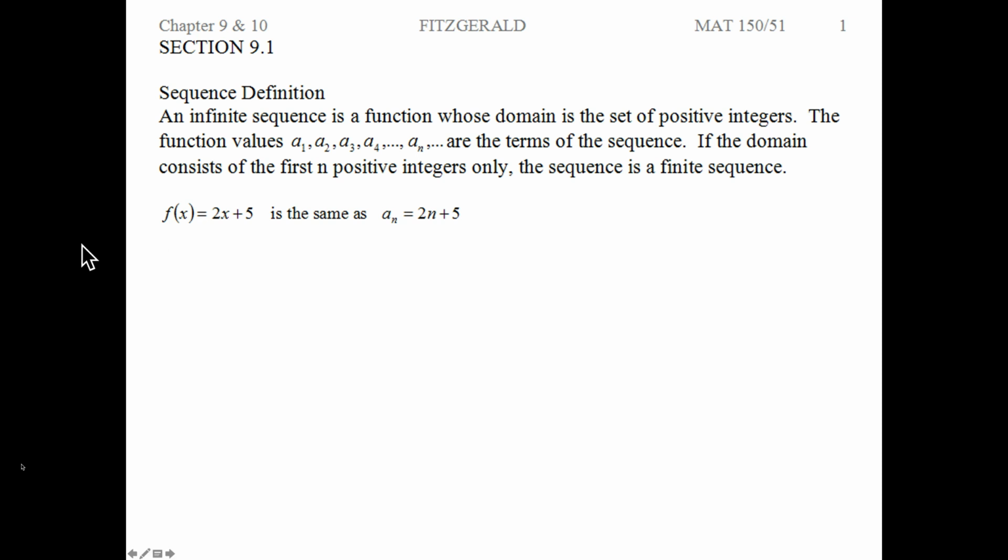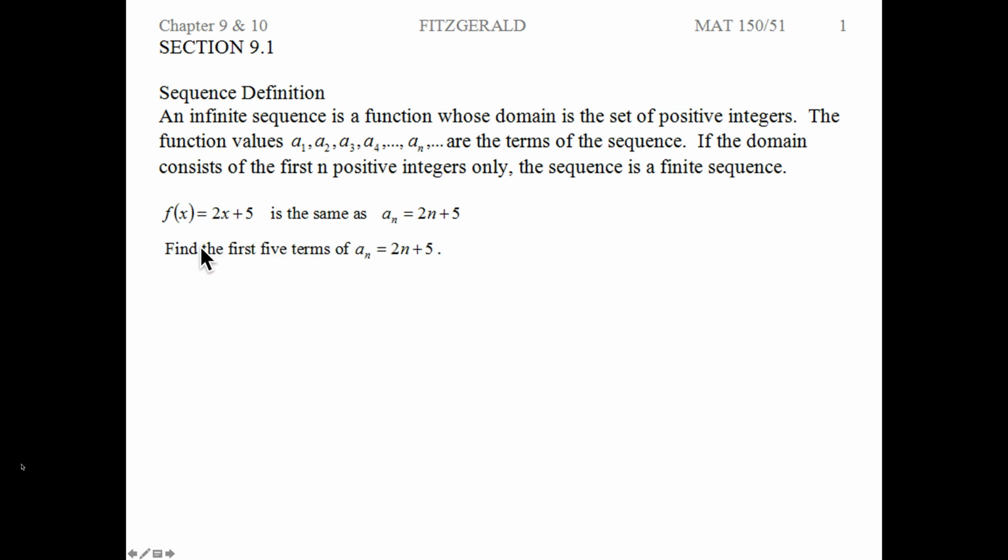If you had the function f of x equals 2x plus 5, this is the same as a sub n equals 2n plus 5. We just alter the notation here so we can see the difference. Here, x can be all real numbers. In sequence function notation, n can only be positive integers.